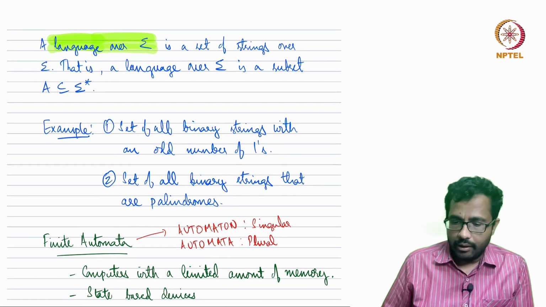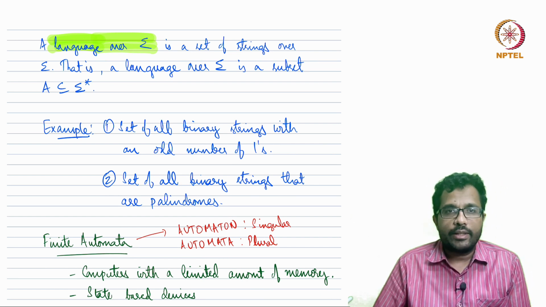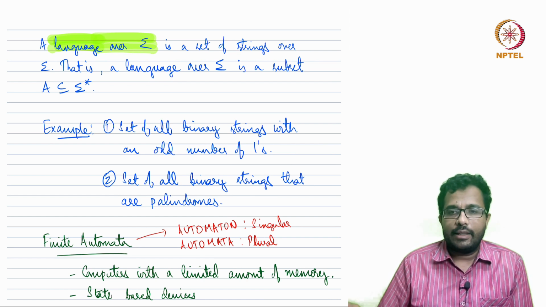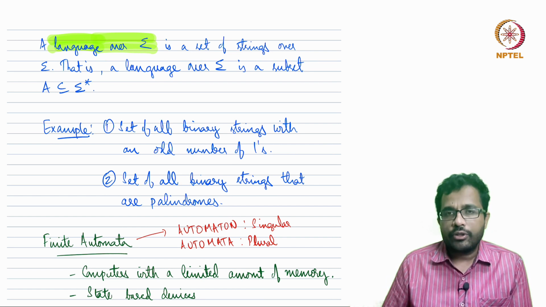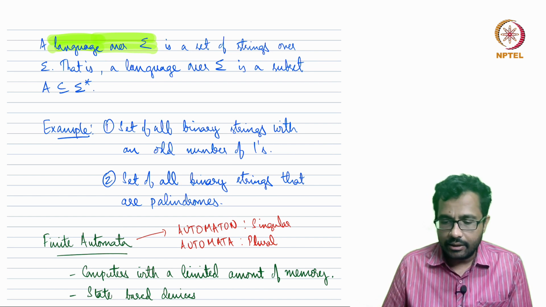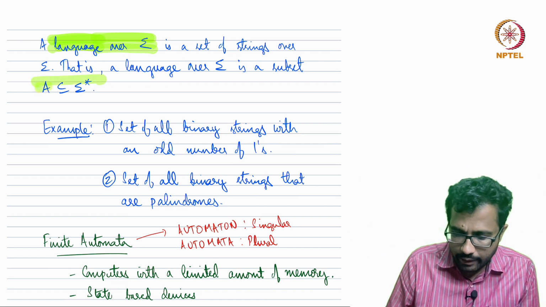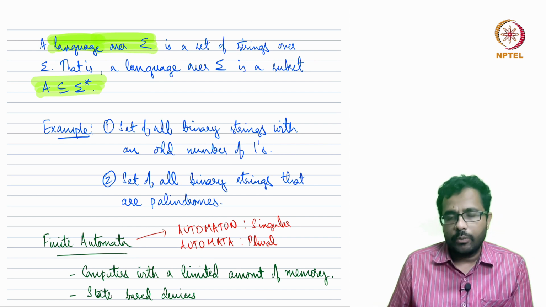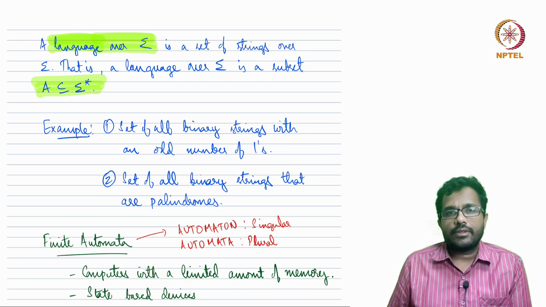Before that, just want to remind ourselves about the definition of language. The language over sigma, where sigma is an alphabet. It could be binary alphabet like say 0, 1, or English alphabet like A, B, C, D up to Z. A language over sigma is a set of strings over sigma, or in other words, it's a subset of all the possible strings constructed over sigma. So a language is a subset of sigma star. So language A is a subset of sigma star.